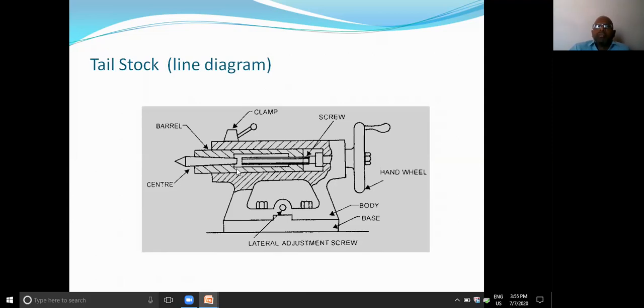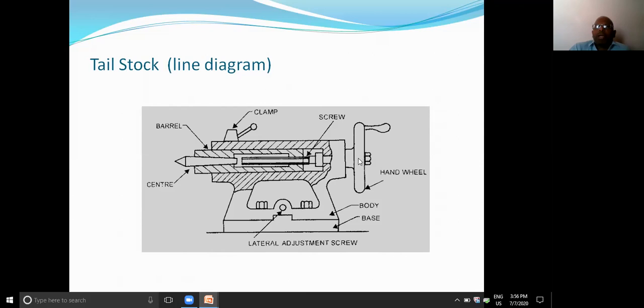So for minor displacements, in order to adjust or move this dead center for a limited length up to 150 mm, by keeping this nut in the lock position and by rotating the hand wheel, the dead center may move to and fro from the headstock.